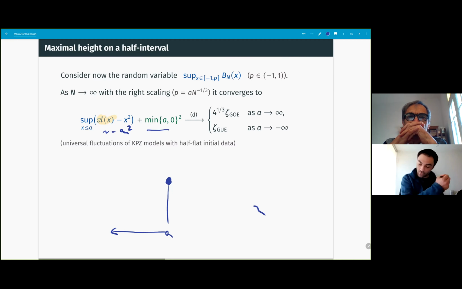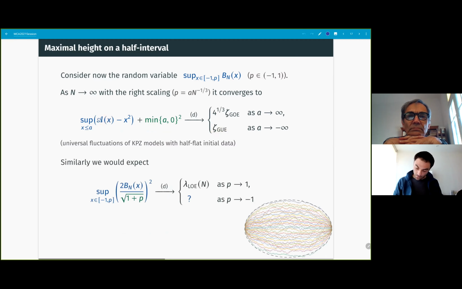So as a goes to minus infinity, what you get is this Tracy-Widom GOE distribution, okay? Because that's the distribution of the marginals of the Airy process. So this is what you see in the scaling limit. And the next question I wanted to present is, what happens if I do the same thing at the level of the Brownian motions, before taking a limit?